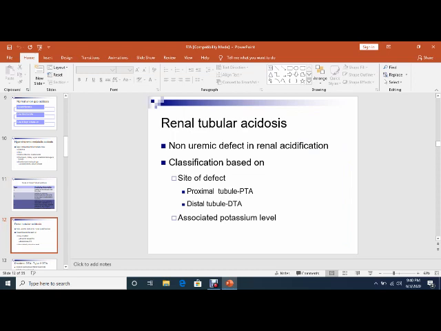So non-uremic defect in renal acidification takes place in case of RTA. Classification is based on which site is involved: proximal renal tubular acidosis or distal renal tubular acidosis, or it is associated with potassium, because in case of type 4 usually potassium is high.